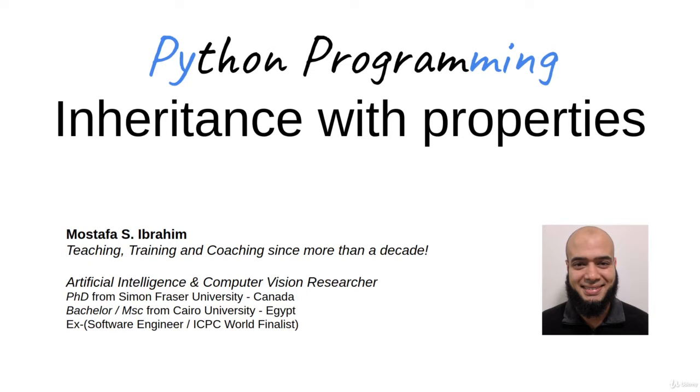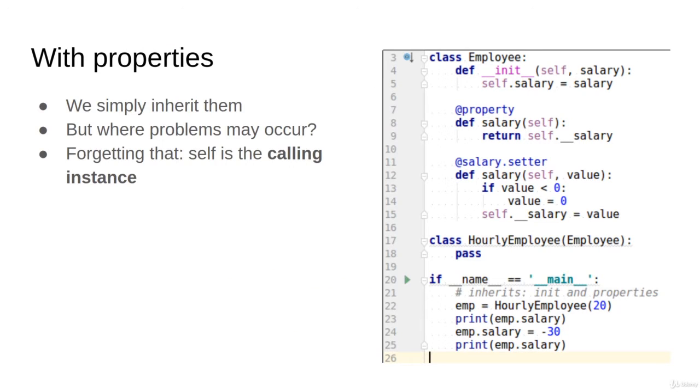Let's discuss the properties with inheritance. Nothing special, it's a bit intuitive, but still good to know about. As we are inheriting properties and inheriting methods, we can also inherit the properties. So let's see this code here.